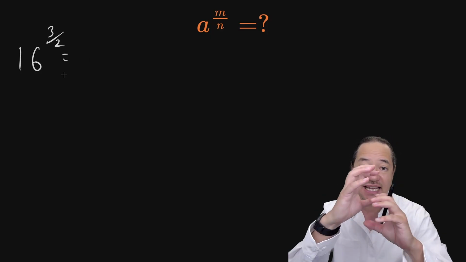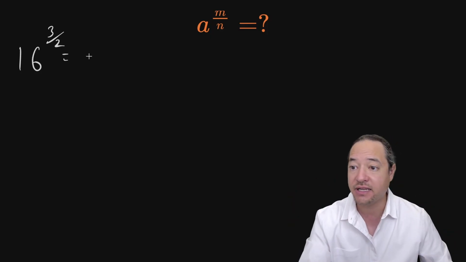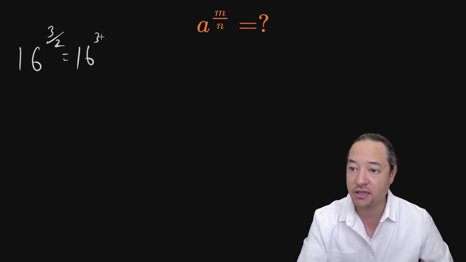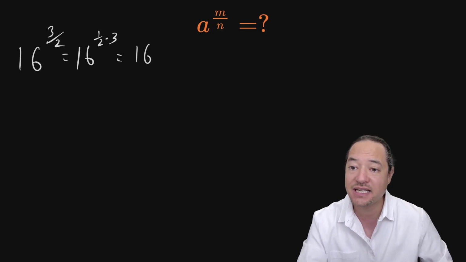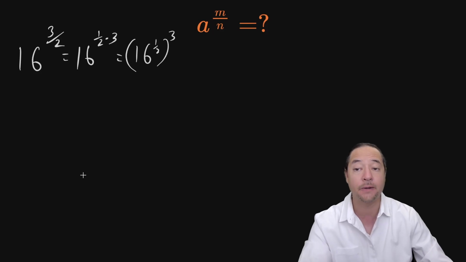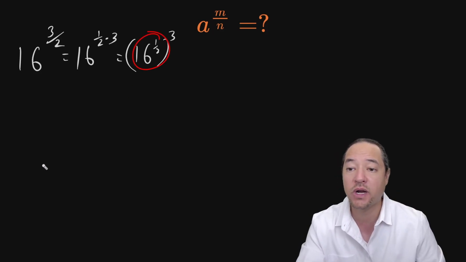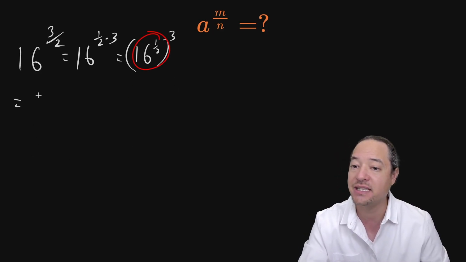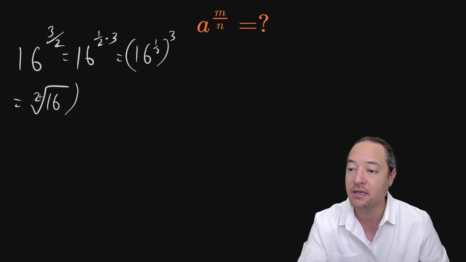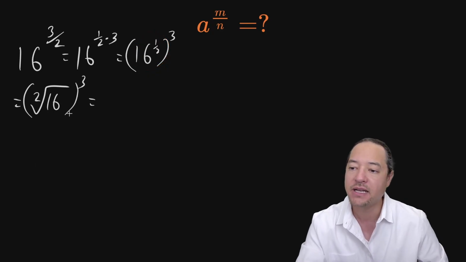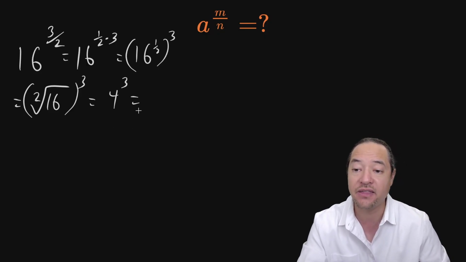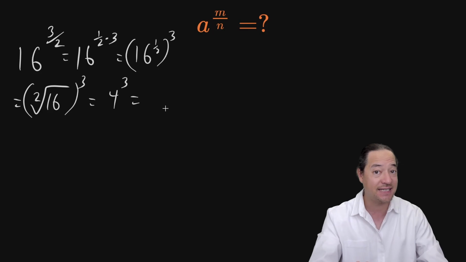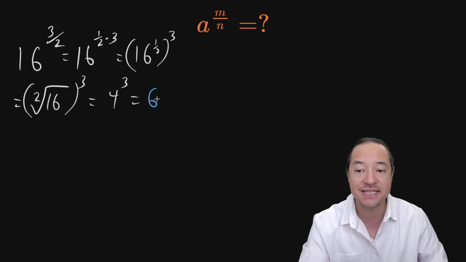How about 16 to the 3/2 power, okay? Essentially what I can do is take that exponent, that 3/2, and split it into 1/2 times 3, okay? That's going to be the same as 16 to the 1/2 power, all raised to the 3rd power, okay? Now I know what 16 to the 1/2 power is going to equal. That's going to equal the square root of 16. But I still need to cube it all, okay? Now the square root of 16, that's just going to be 4. So I'm left with 4 cubed, and that should equal, well, 4 times 4 is 16. 16 times 4 is going to be 64, okay?